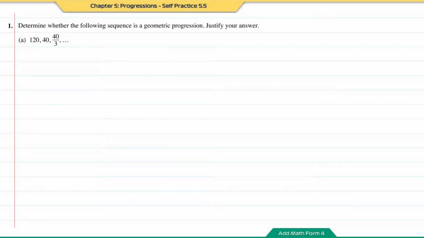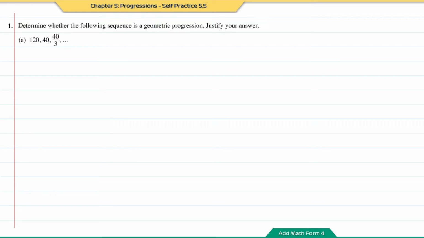Self-practice 5.5, question number 1. Determine whether the following sequence is a geometric progression. Justify your answer. A geometric progression is a sequence of numbers where each term is obtained by multiplying the previous term with a constant value, which is known as the common ratio.